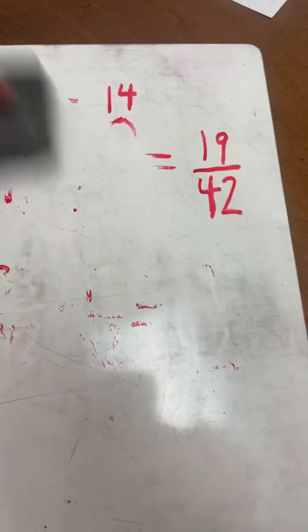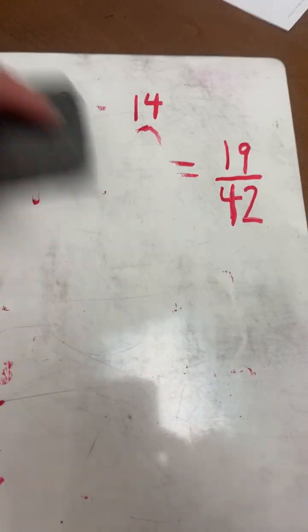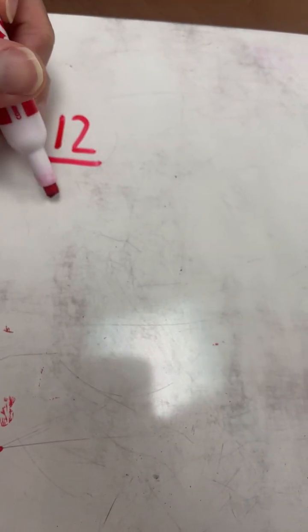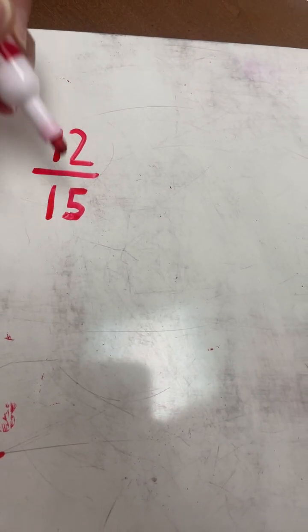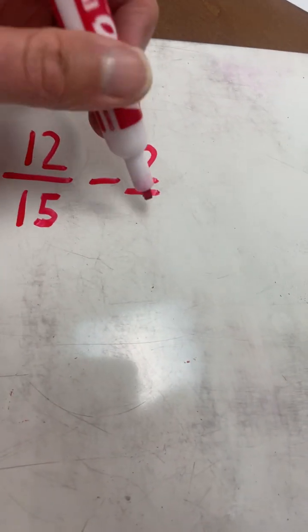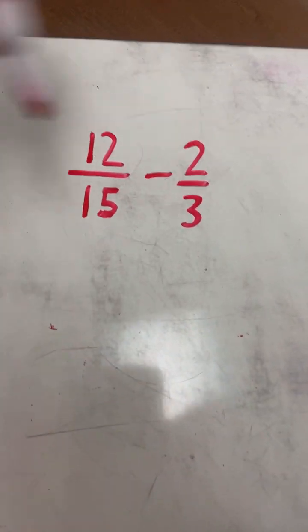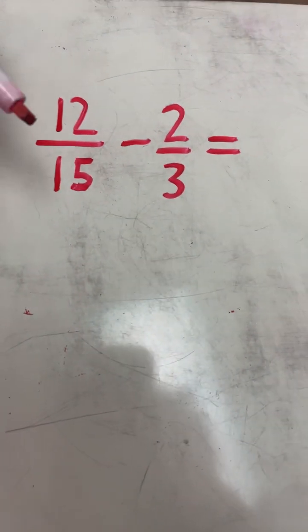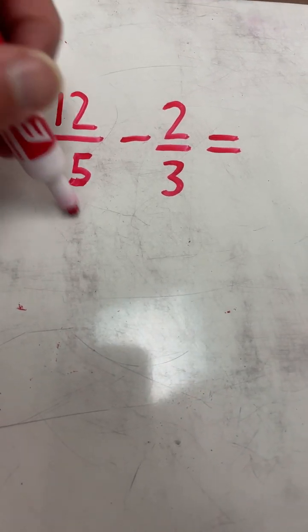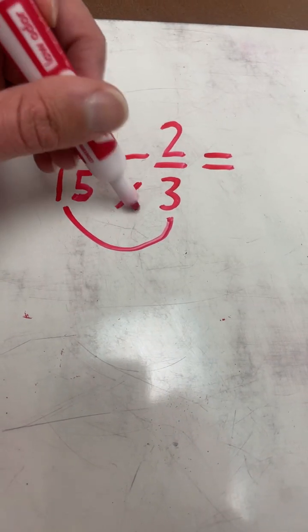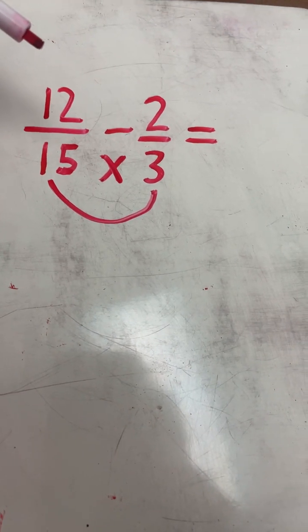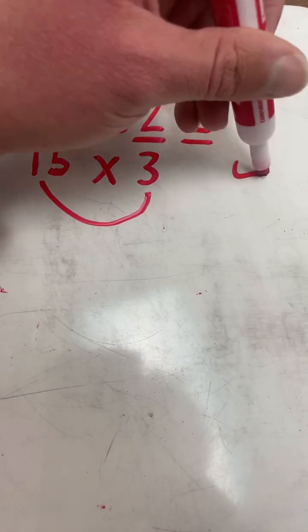I'm going to do one more problem involving subtracting fractions with unlike denominators. 12/15 minus 2/3. That'll be our next problem. So step 1, we have to find our common denominator. We can find a common denominator by multiplying our two separate denominators. So we're going to multiply 15 times 3. 15 times 3 equals 45.